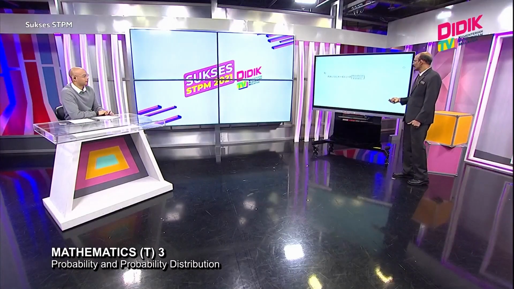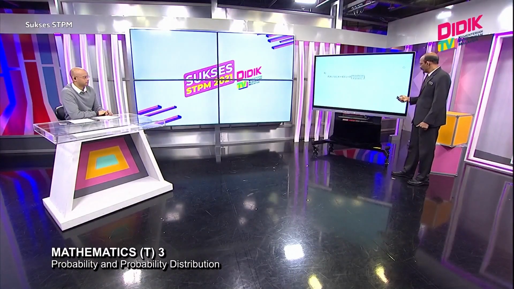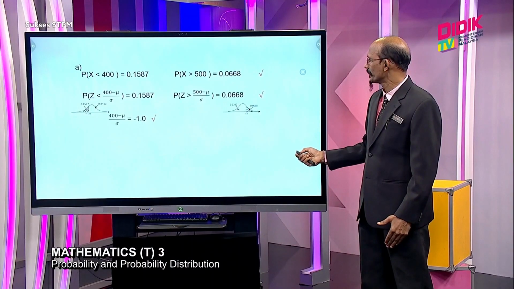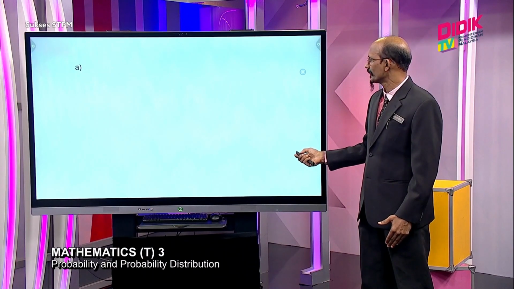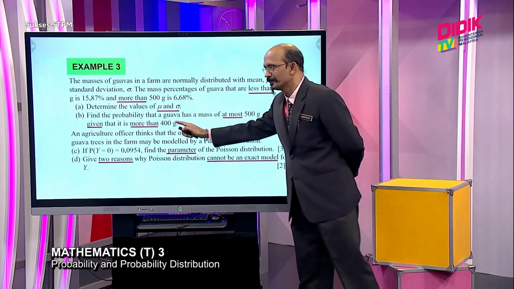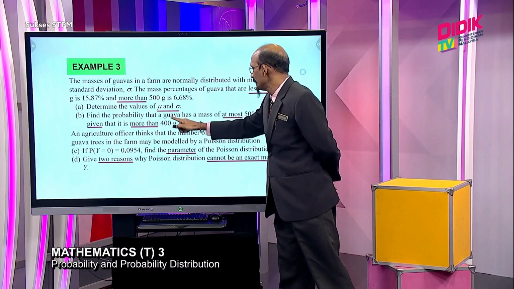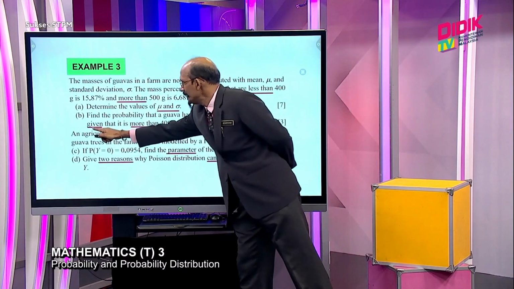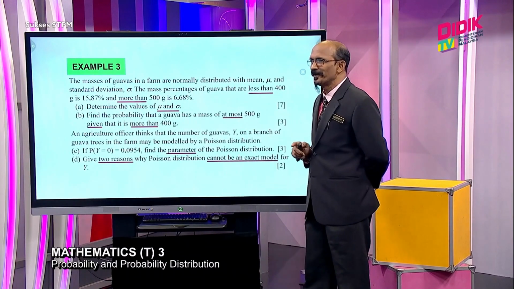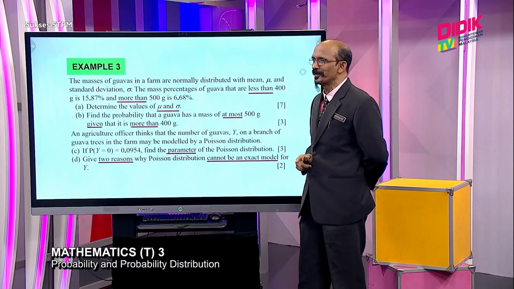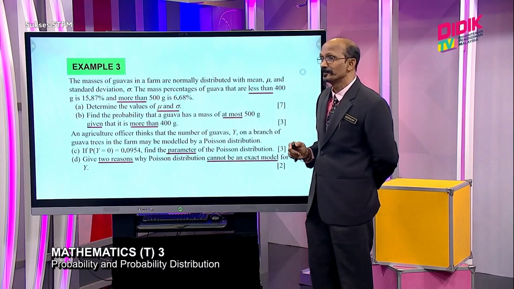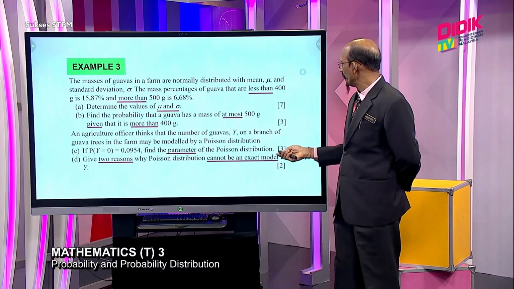In part B, we are asked to find a probability. If I go back to the earlier part, Sean, if you notice here, find the probability that a guava has mass of at most 500 gram, given that. If you still remember, just now I used the word conditional. Given that, so that means this is a conditional statement.